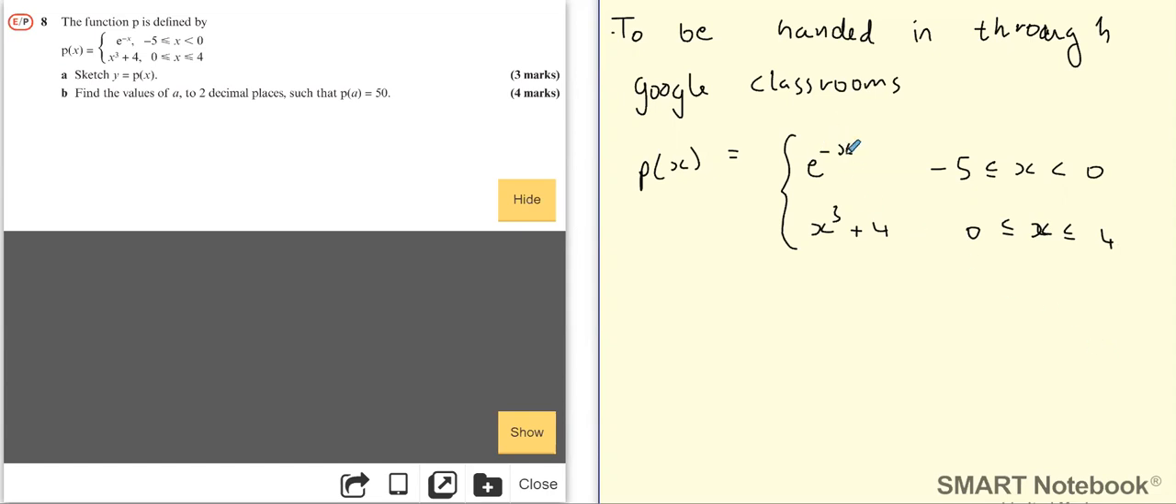Okay, maybe you didn't see that. That was e to the minus x. Maybe it's too small on the screen that you are looking at. Now, so I need to sketch this. How am I going to go about sketching that?